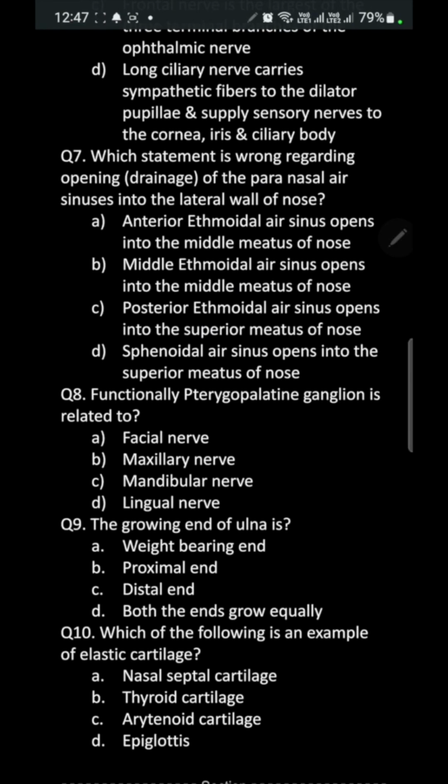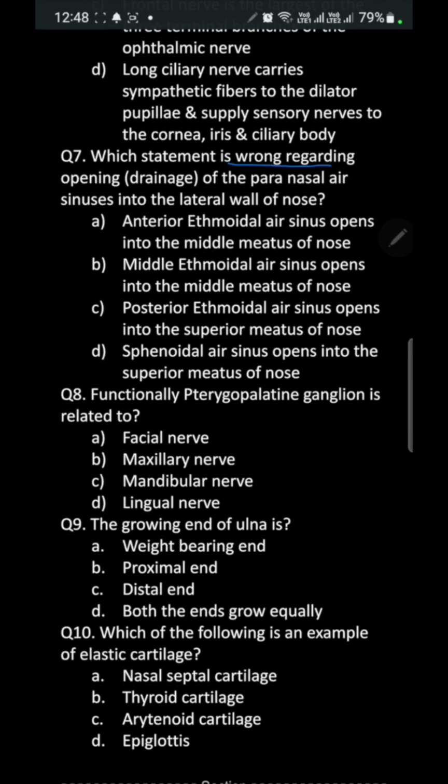Question number 7. Which statement is wrong regarding the openings, that is drainage of the paranasal air sinuses into the lateral wall of the nose? So you have to select the wrong statement. Anterior ethmoidal air sinus opens into the middle meatus of the nose is a correct statement, and you have to select a wrong statement. Middle ethmoidal air sinus opens into the middle meatus of the nose. Again, this one is correct. Posterior ethmoidal air sinuses open into the superior meatus of the nose. This also is correct.